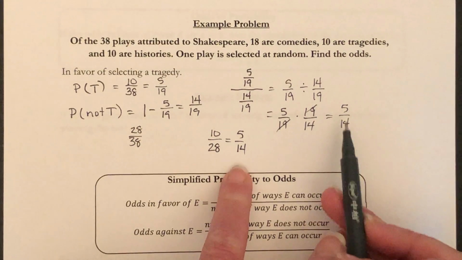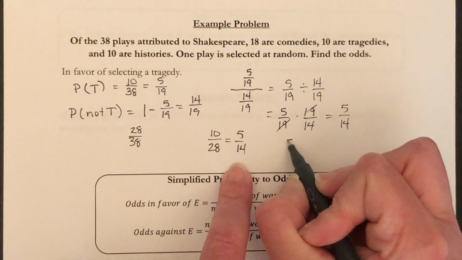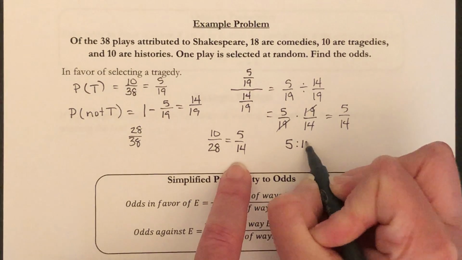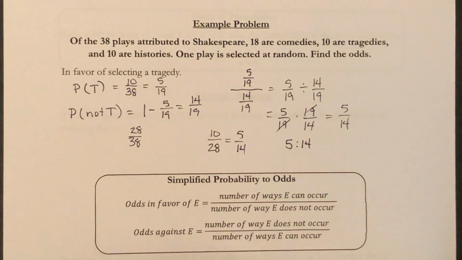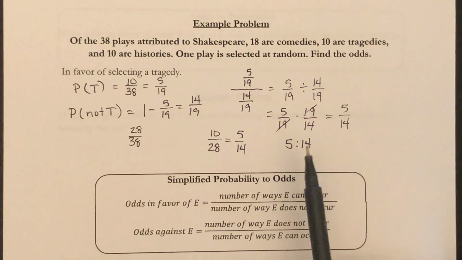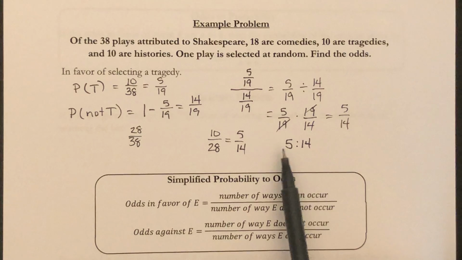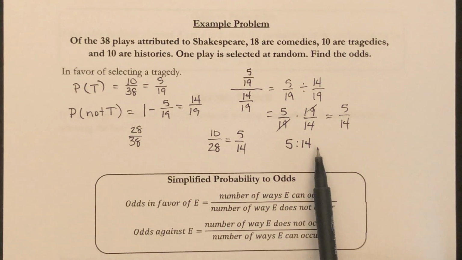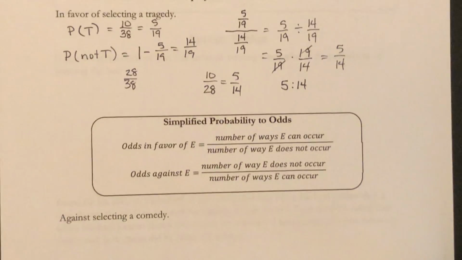Now, we do all our math in fraction form, but your answer is usually going to be written like this: 5 to 14. I said earlier that odds are useful when it comes to betting. The way you would read this is if you bet $5 and you win, then you should get your $5 back plus an additional 14. That's how it works.